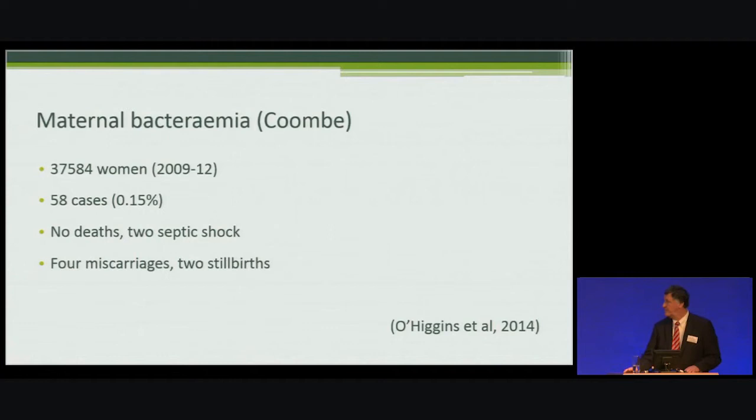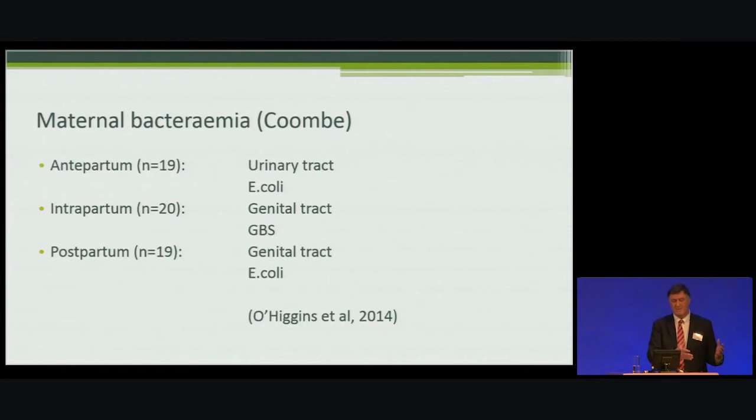They could be broken up into 3 groups. One third developed the bacteremia antepartum. It was usually secondary to the urinary tract, and the commonest organism was E. coli. One third were intrapartum. Again, the source was the genital tract, and the commonest organism was group B strep. And the other one third were postpartum, the origin being the genital tract, and the most common organism being E. coli.